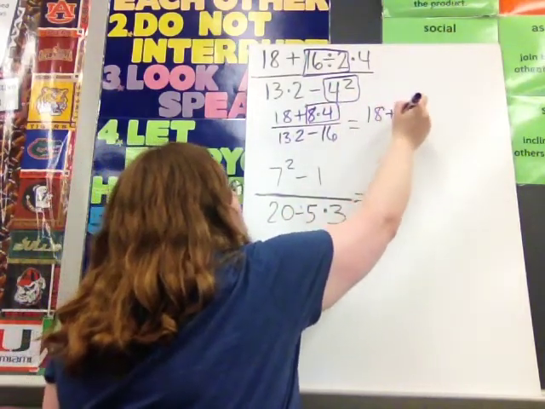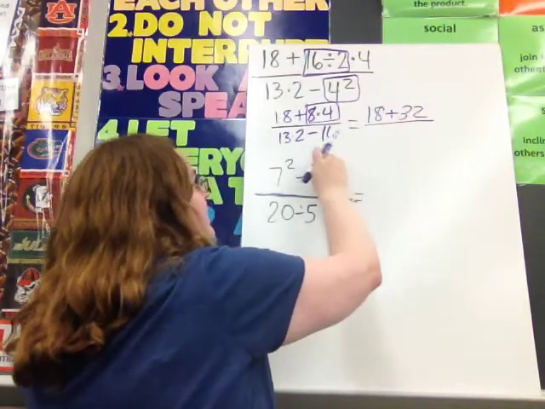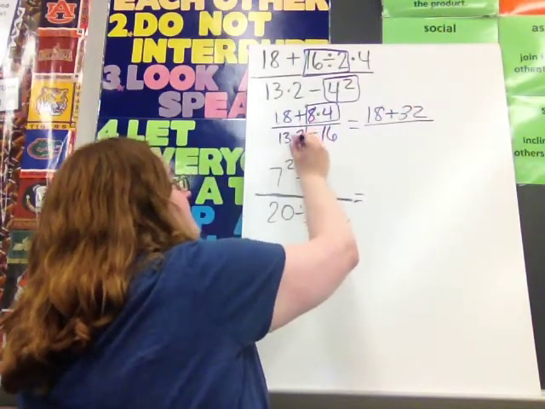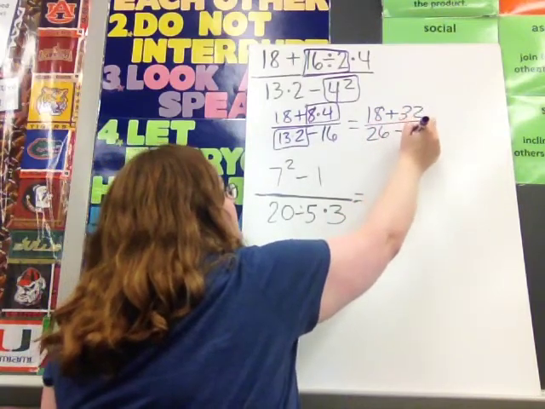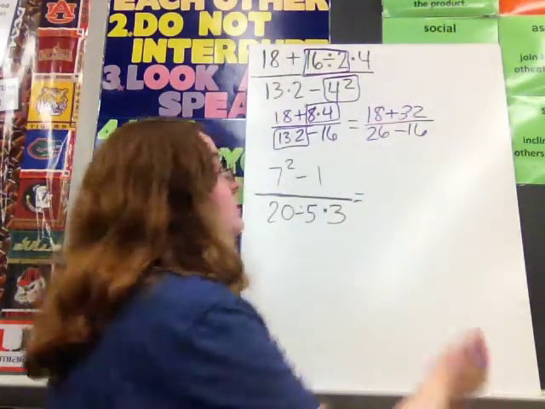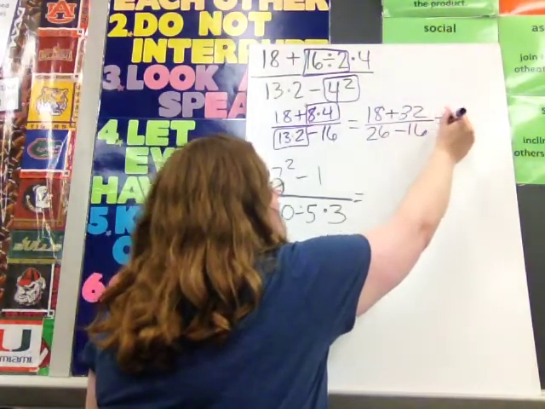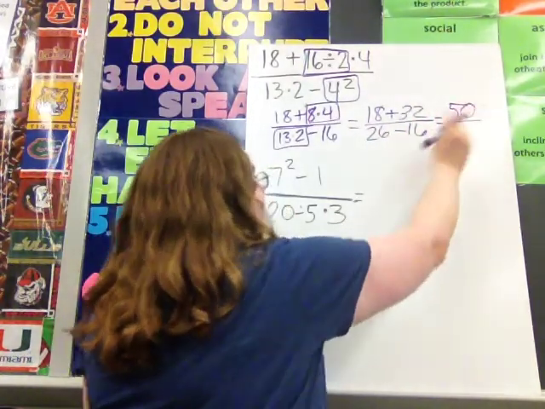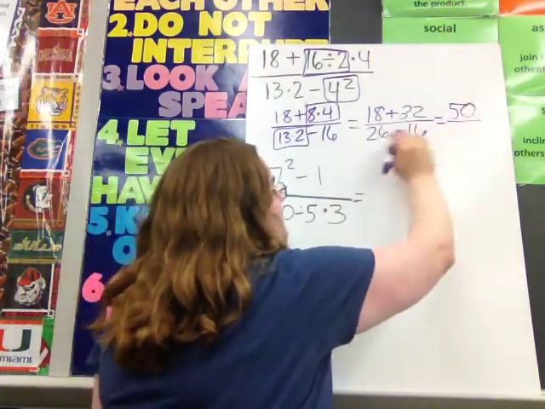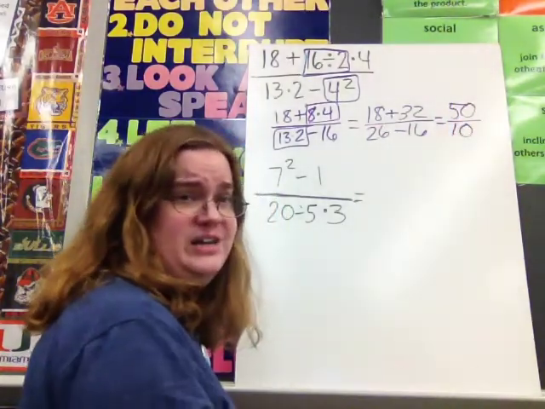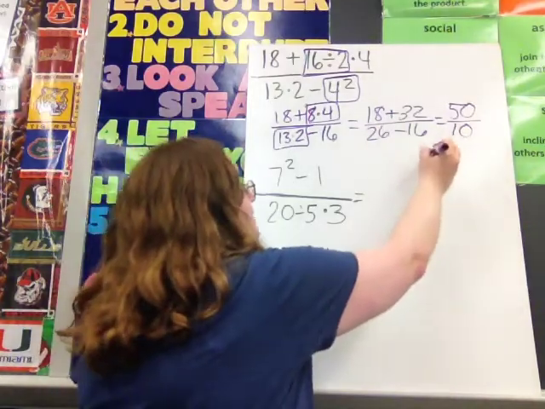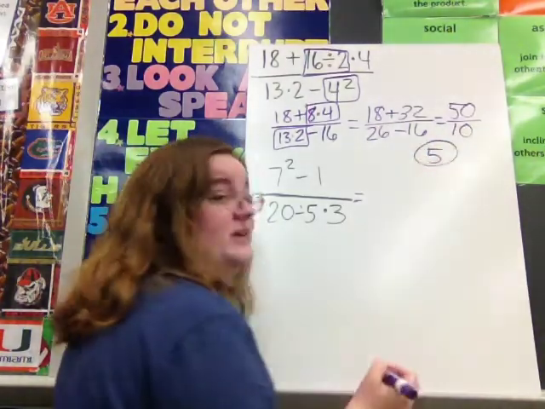18 plus 32. Okay. And down here, again, I don't have any more exponents, so I'm going to multiply. And 13 times 2 is 26. And then we're just going to finish up the problem. 18 plus 32 is 50. And 26 minus 16 is 10. And remember that bar means to divide, so 50 divided by 10 is just 5. And that would be my final answer.